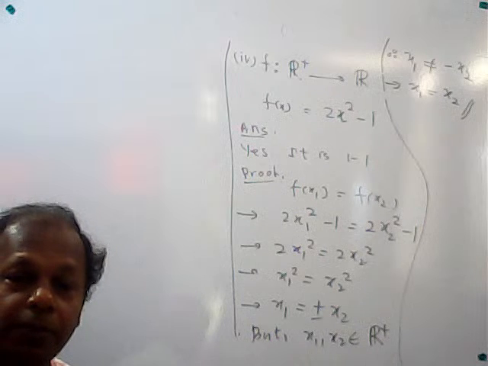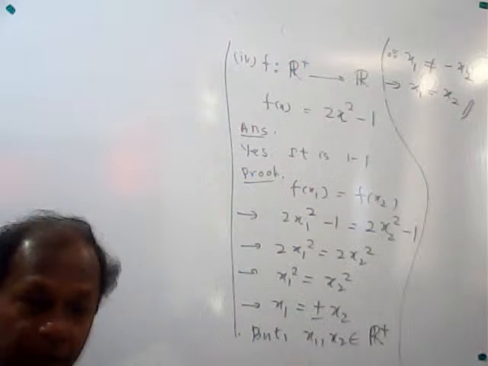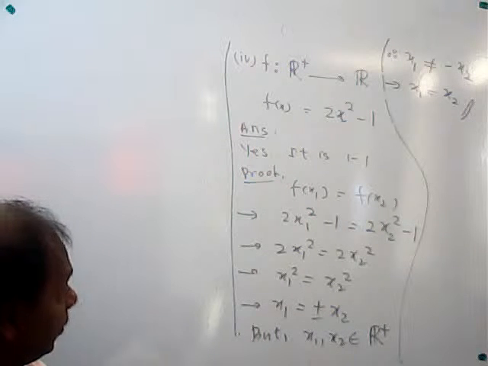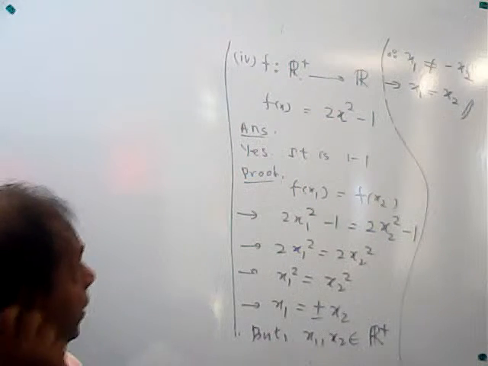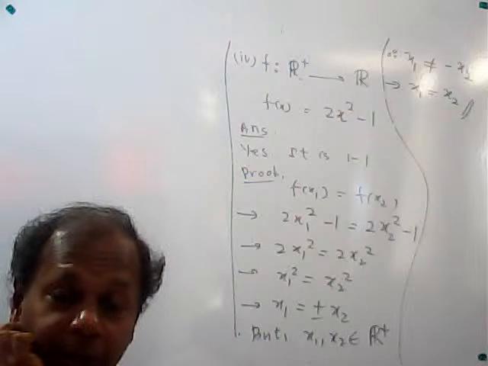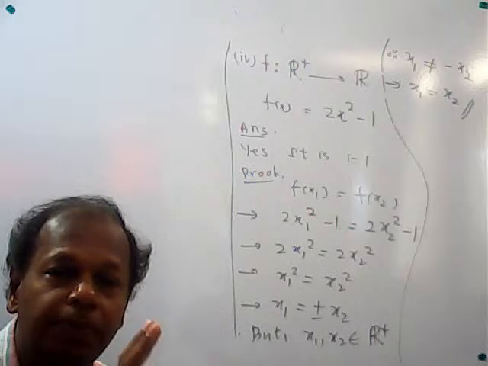In the previous one, the proof was to show the function is one to one. In the fourth, we proved that it is one to one. In the third, we have proven that it is not one to one. If not one to one, you have to give a particular reason.